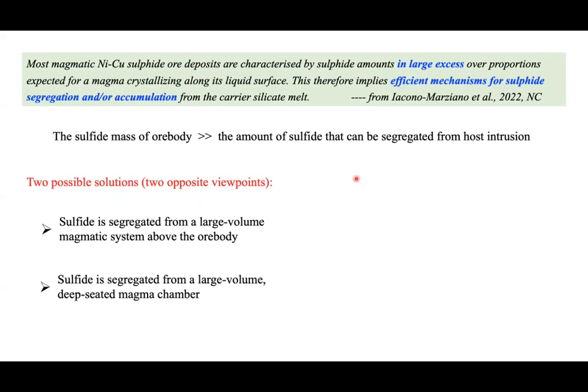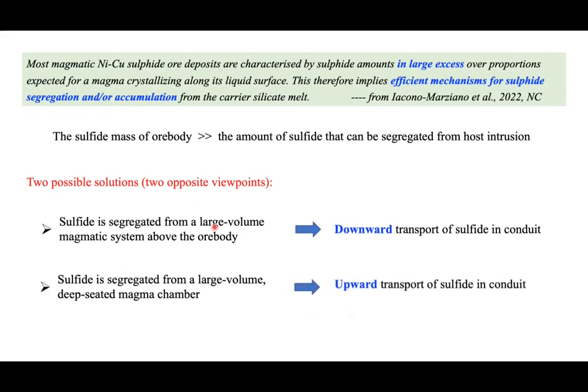And at the beginning of this research, I think Tony, Naldrett and Viscosity also stood for these ideas. But now many people maybe also support the first one. The first idea requires the downward transport of the sulfide in a conduit, and the second one requires the upward transport of the sulfide in a conduit.